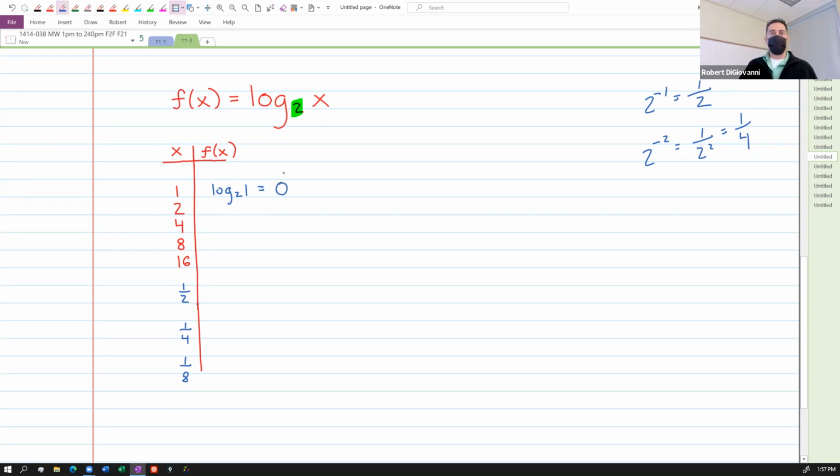We generated that ourselves. The next one is log base 2 of 2. So 2 to what power is 2? 1. What's log base 2 of 4? 2. Log base 2 of 8. 2 to what power is 8? 3. And then we can keep going, right? The next one will be 4. The next one's -1. The next one's -2. The next one's -3.